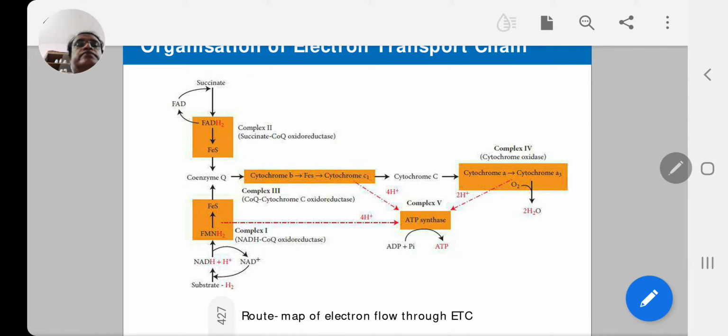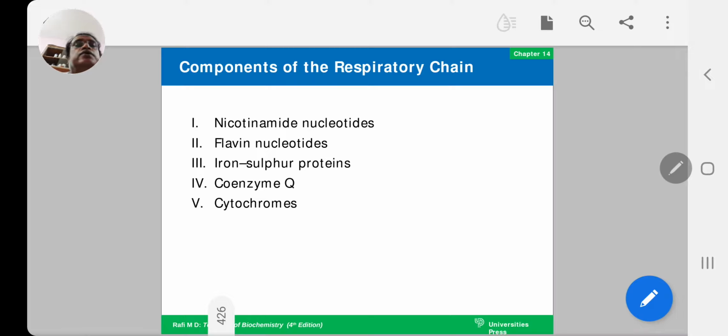And various complexes have coenzymes as components: FMNH2, FADH2, cytochromes, NADH. These are components of electron transport chain. So, components of respiratory chain or electron transport chain. First, nicotinamide nucleotide.